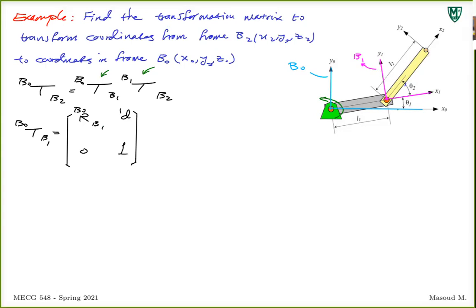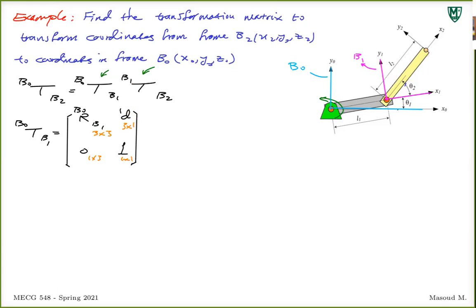The rotation matrix. What is the rotation matrix B1 to B0? We know three rotation matrices, right? Rotation around X, rotation around Y, rotation around Z. These are the only three rotation matrices we know from when we were talking about rotation kinematics. Same story. This is a 3x3 matrix, this is a 3x1, 1x3, and 1x1. So what is that R rotation matrix?